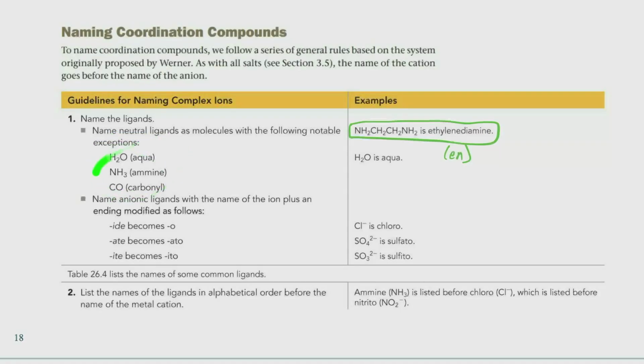So for neutral ligands, we're going to name them like this. For anionic ligands, we use the name of the ion plus these changes. The ide ending becomes o, so Cl- is chloride, it becomes chloro. The ate and ite endings become ato and ito. So SO4 2- is sulfate. As a ligand, it's sulfato. You can tell that I've not spent much time around inorganic chemists since I don't know the correct pronunciation. And then SO3 2-, 1 less than ate is ite. So SO3 2- is sulfite, sulfito. So that's all good and fun.